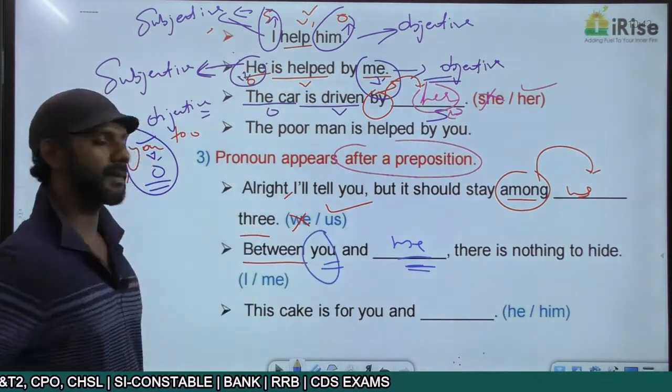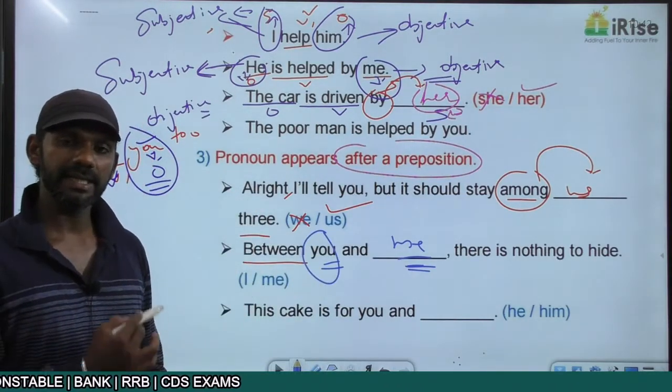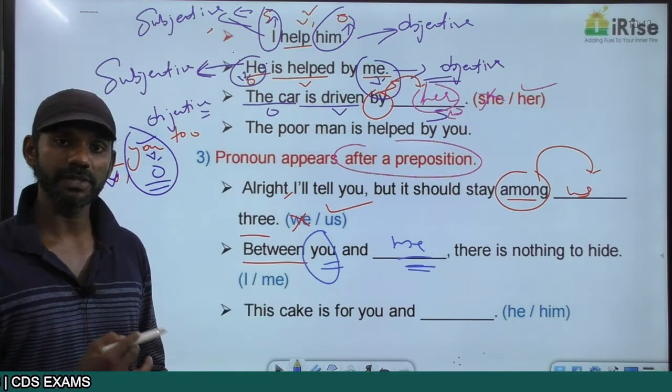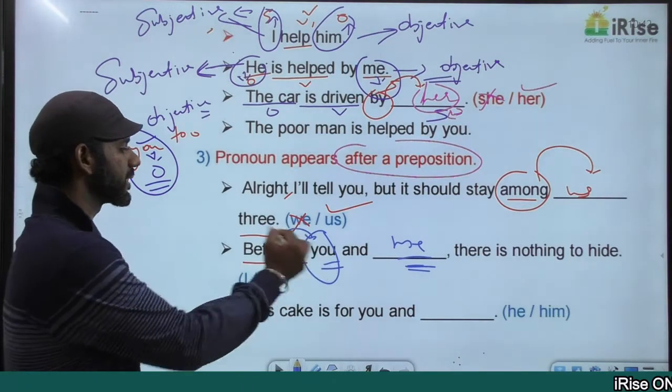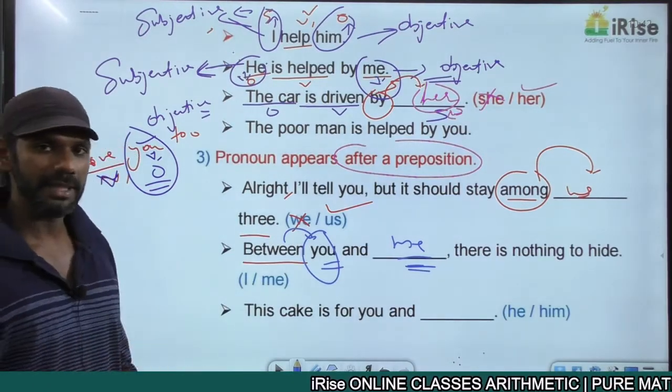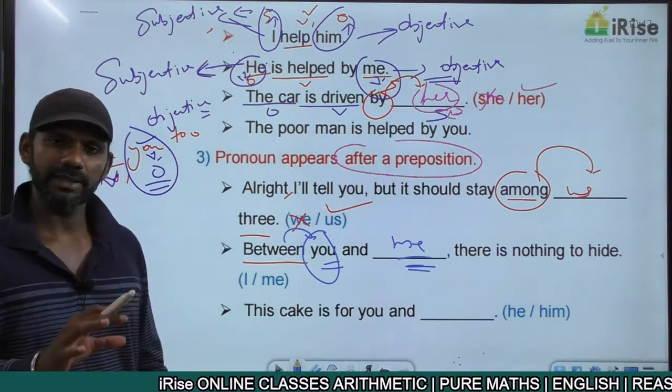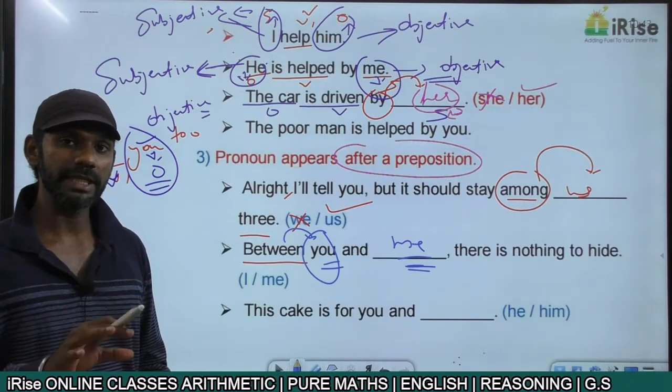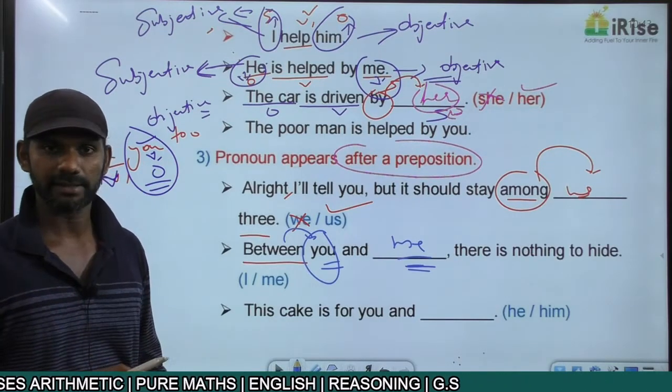You is both subjective and objective. I say in this sentence, you is in the objective form because it is coming after a preposition. Getting it? The next one. Understand the meaning as well. Now, in the case of pronouns, if you are able to understand the meaning of a sentence, you can easily get the answers.